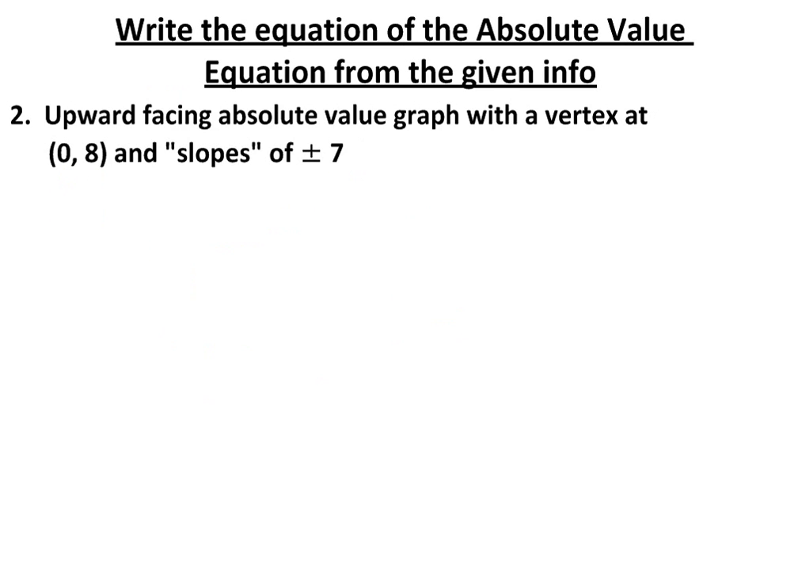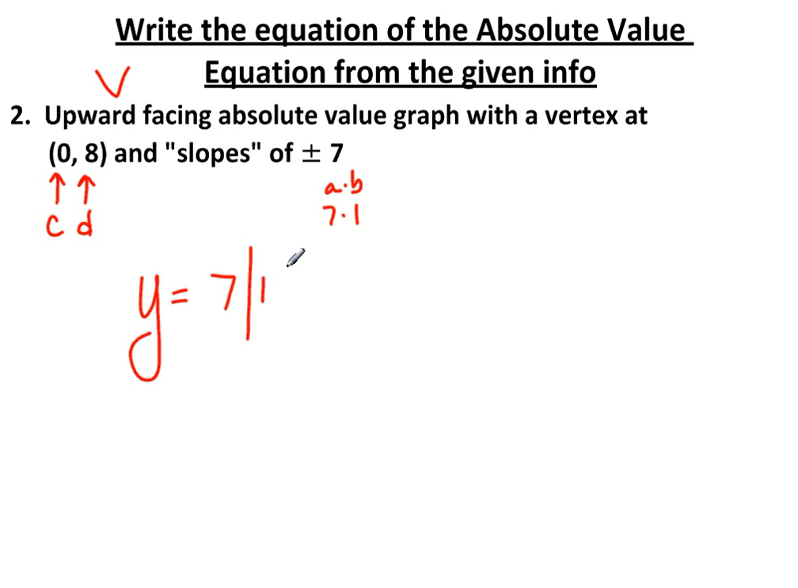What if we have an upward-facing absolute value with a vertex at 0, 8, so this is my C value, this is my D value, and again, A times B has to equal 7. It's always easier to make A 7 and the B 1. So, I'm going to write y equals, my A is going to be 7, it's positive because it's upward, okay. My B is going to be 1, okay. And because we're always going to make B 1, you can just skip this step of writing it in here because it's always implied that it's a 1. X minus my 0, and then plus 8.